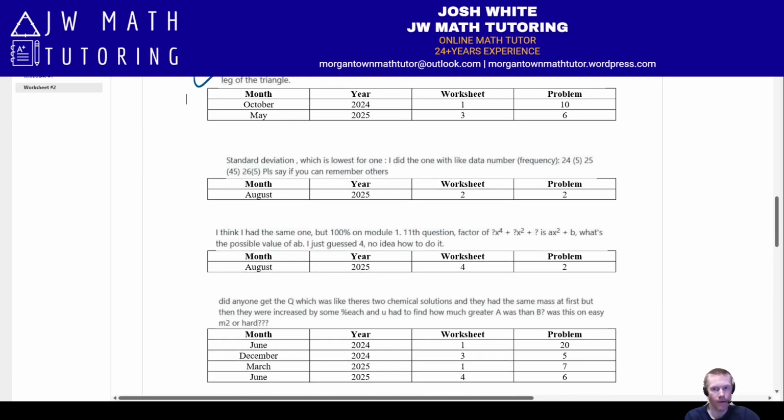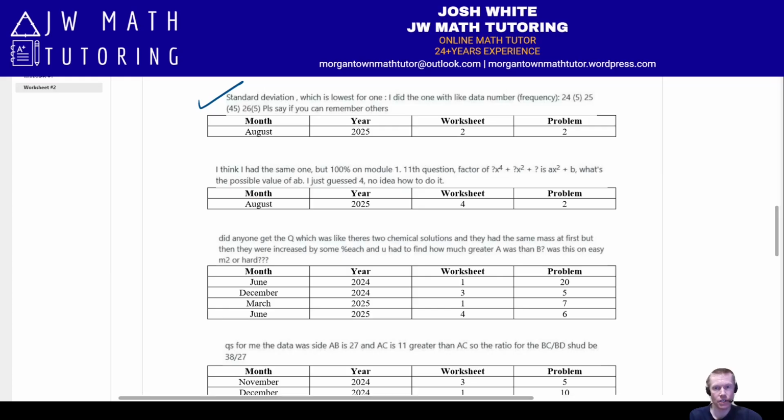Next up, there's a question about standard deviation where, in the answer choices, it gives you a bunch of frequency tables. And then it says, maybe, which of these has the lowest standard deviation. Or it could also technically ask which one has the highest standard deviation. If you had that question and want to see how to solve it, check out August 2025, worksheet 2, problem number 2.